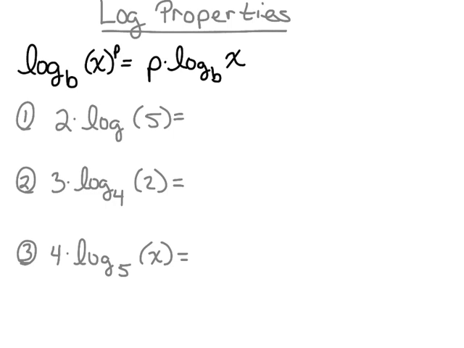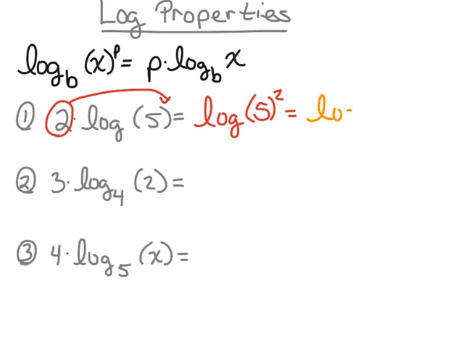So number 1, we have 2 times log of 5. And we're going to rewrite this using this property. And that property says that this 2, that multiplication, now becomes the exponent. So this now becomes log of 5 squared. Of course, I can go ahead and simplify that. If I go ahead and square that, 5 squared would be a 25. So I end up with a log of 25. Again, the multiplication became the exponent.